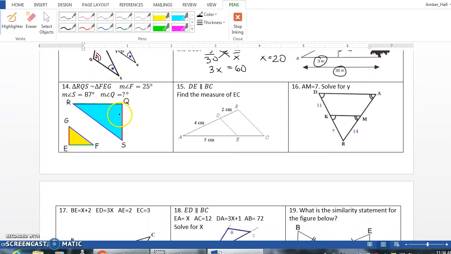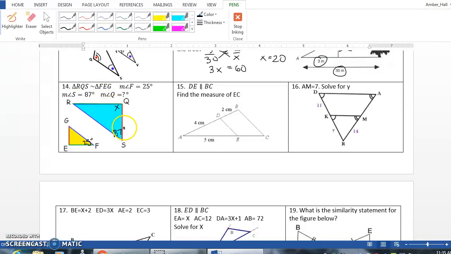14. Triangle RQS is similar to triangle FEG. The measurement of angle F is 25 degrees. The measurement of angle S is 87 degrees. The measurement of angle Q is what we want to find out.